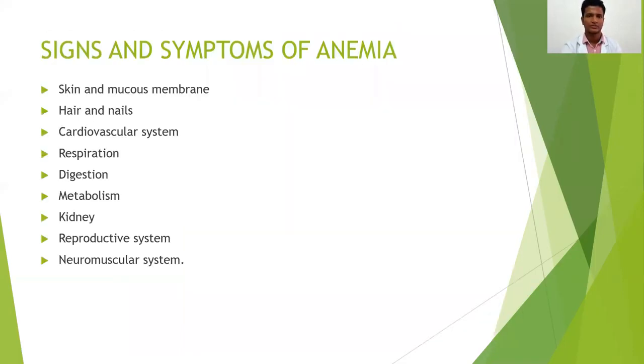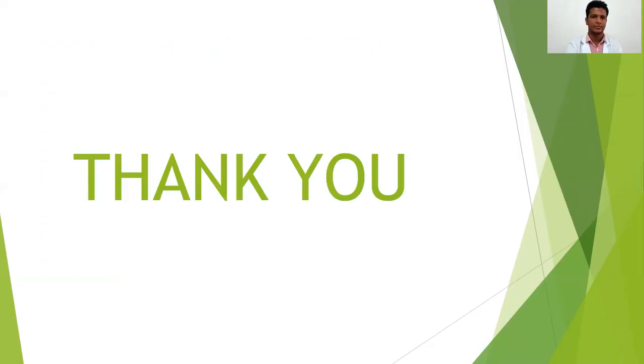Signs and symptoms of anemia: skin and mucous membranes are mainly involved, the heart and vessels are involved, the cardiovascular system is affected, respiratory failure can be seen, and it causes problems in digestion and metabolism, kidney, reproductive system, and neuromuscular system.